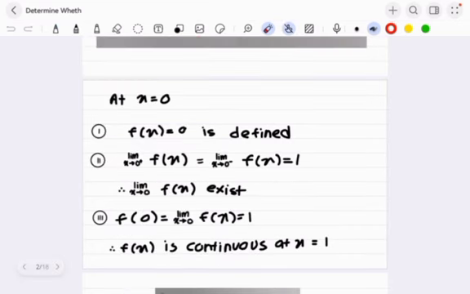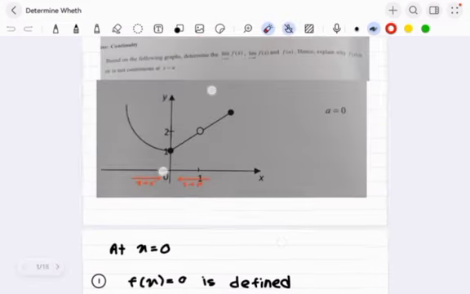At x equals 0, f(0) is defined because 0 is a value. Next, the limit as x approaches 0 from the right of f(x) equals the limit as x approaches 0 from the left of f(x), which is equal to 1. So the limit as x approaches 0 of f(x) exists. How do you get that? Let's look at the graph.